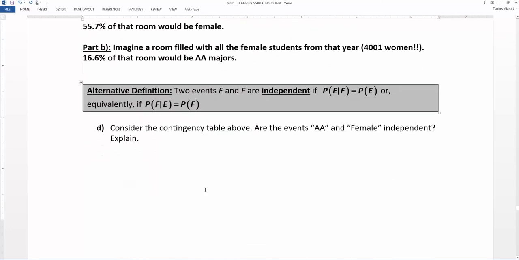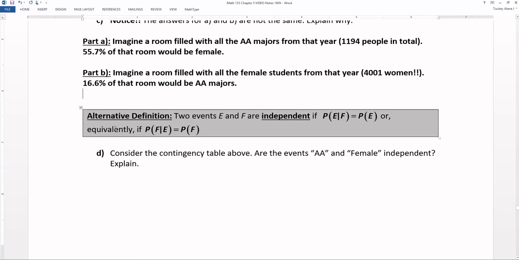Now, this leads us to another definition, an alternative definition, if you will, of independent. Because if events are independent, if event E has no bearing on event F and vice versa, then the probability of E given F will be equal to the probability of E. In other words, F happening first has no bearing on whether E happens or not. By the same token, the probability of F given E is the probability of F.